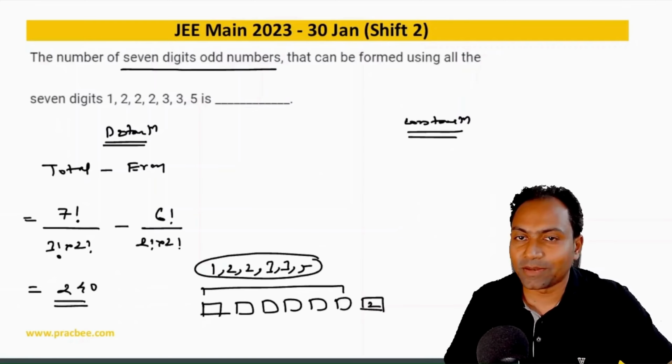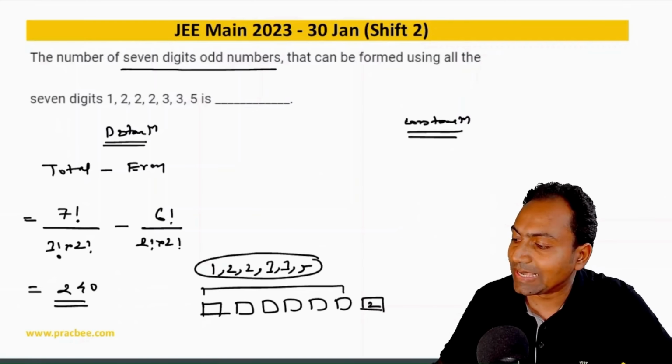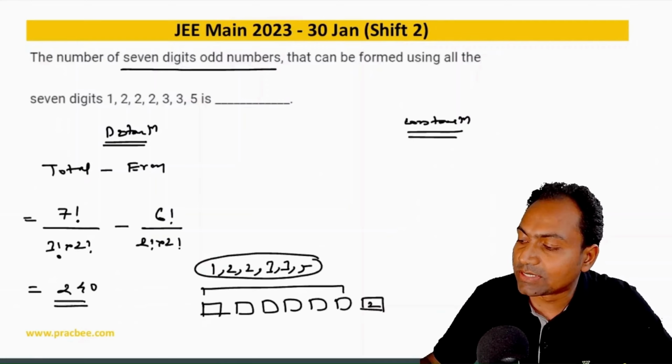Now there could be another method as well, that is the method of construction. In this next method, we will try and generate the numbers.